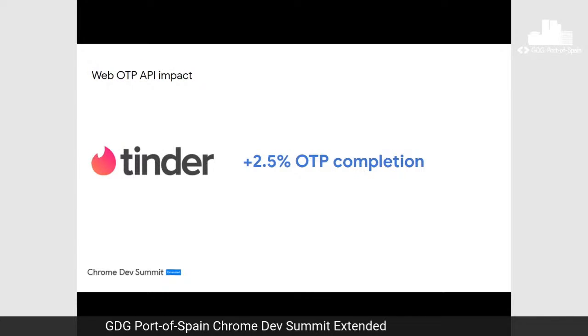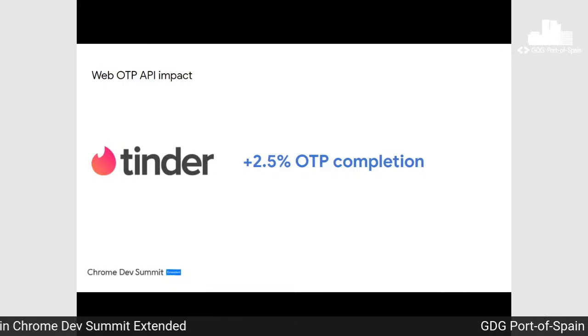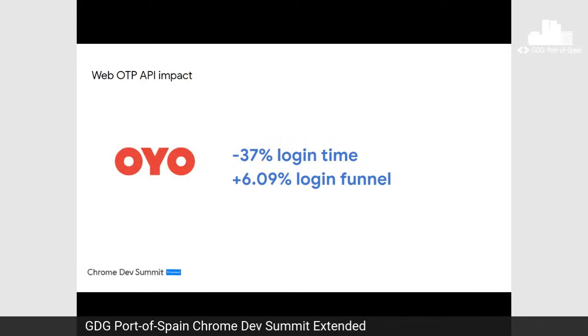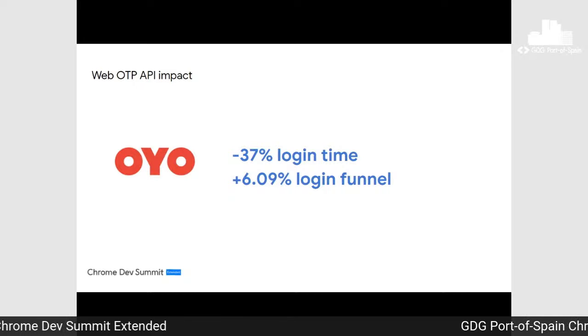The Tinder web app actually uses this OTP, and they found a 2.5% increase in OTP completion, as opposed to the user abandoning it. Another site, a hotel booking site called Oyo, reduced their time to login by 37%.